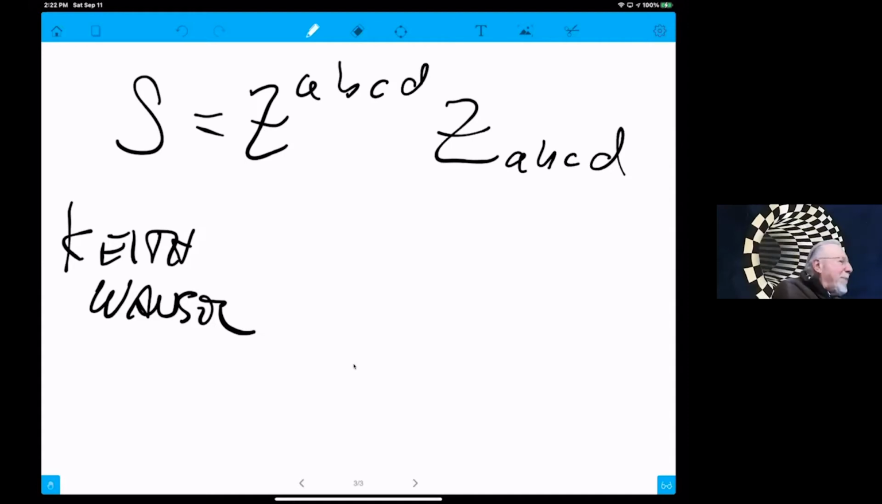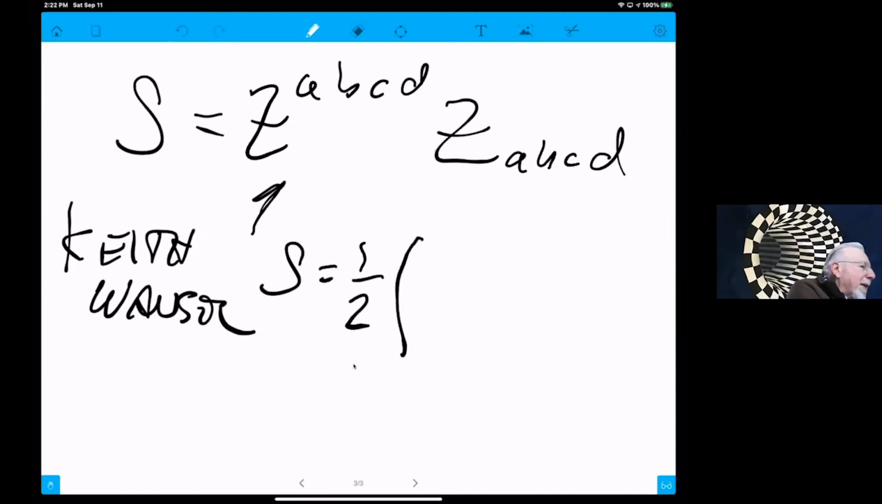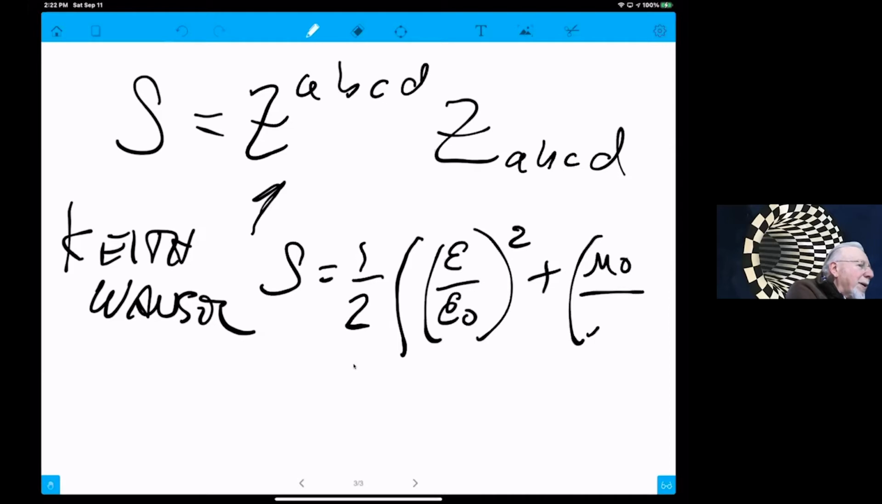So now, in a simple case of a homogeneous isotropic material, Keith calculated, went through everything. It's a lot of calculation. He went through the actual tensor, all the components. And in a simple case, S equals 1/2 epsilon 0 squared plus mu 0 over mu. It's homogeneous.